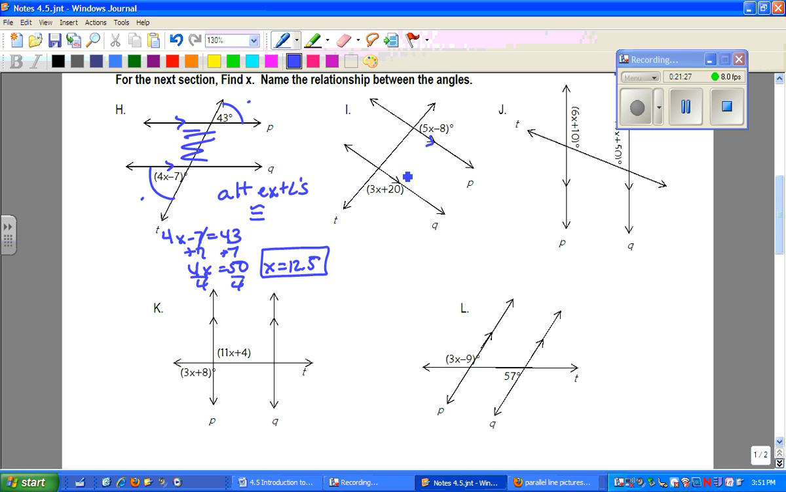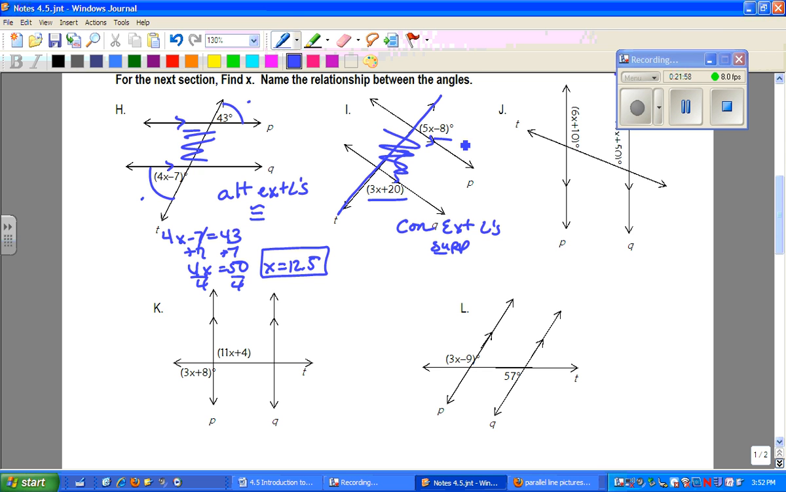I, name the angles, parallel lines. We got 3x plus 20, 5x minus 8. Look at it. Are they inside or outside? This is inside, so these are both exterior. Are they on the same side of the transversal? Here's the transversal, same side or different sides? I didn't cross over, so they're consecutive exterior. And that means same side. So what are they? Consecutive exterior angles are supplementary.